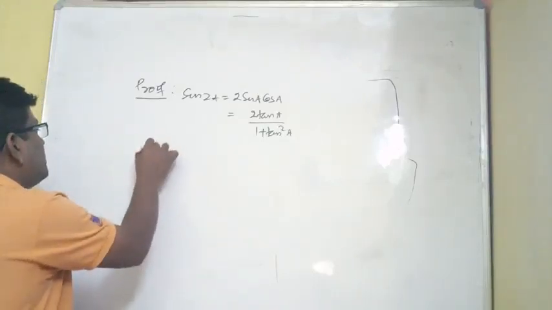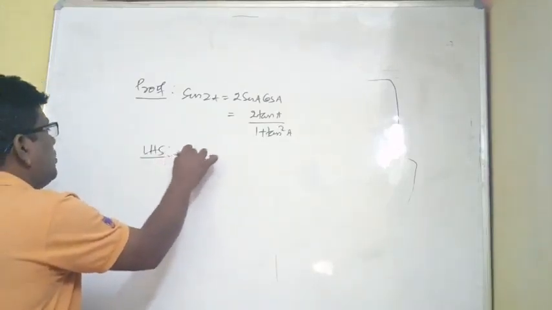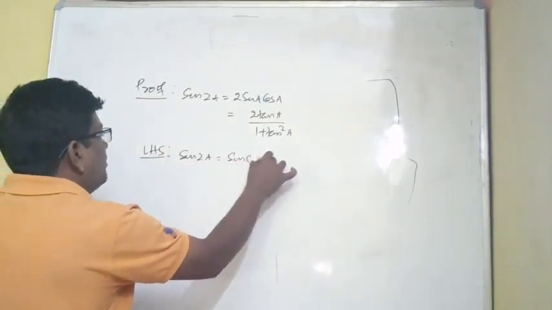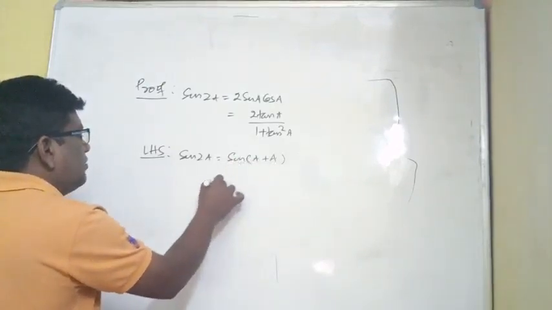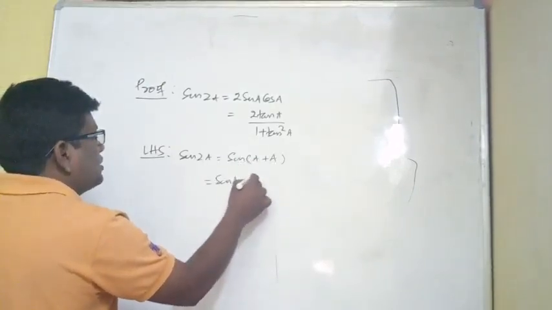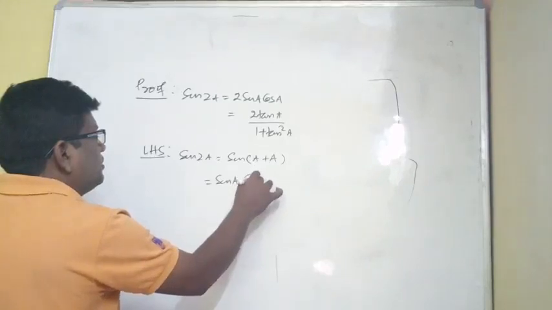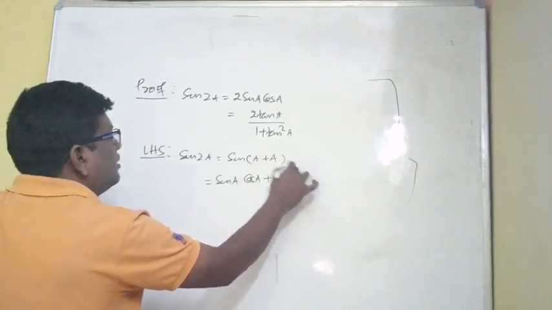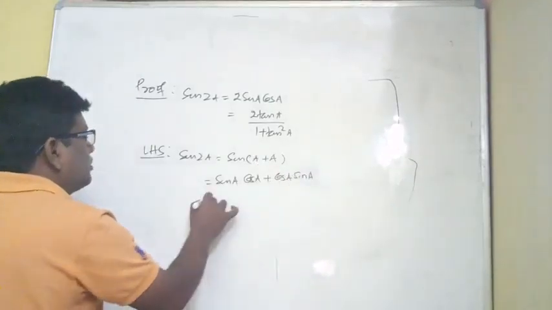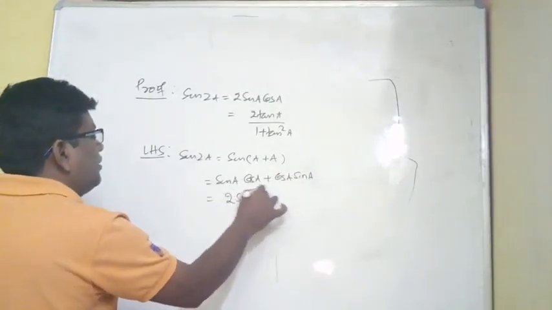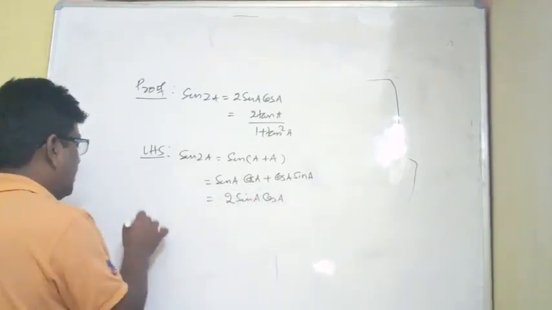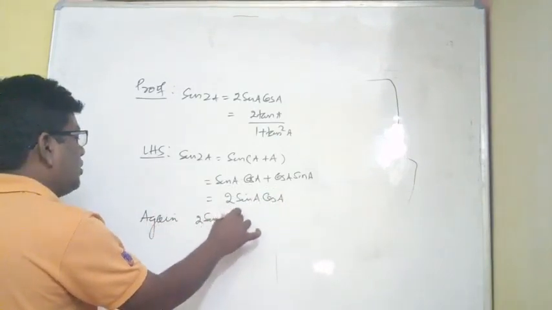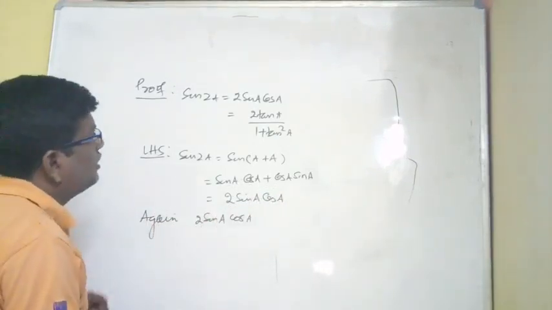Now left hand side sin 2A, that is equal to, we can write sin A plus A. This is sin A plus B formula. So sin A into cos A plus cos A into sin B, here B equal to A. So this is equal to 2 sin A into cos A.